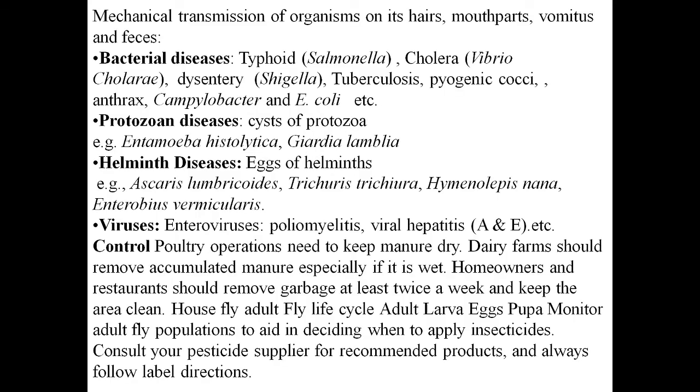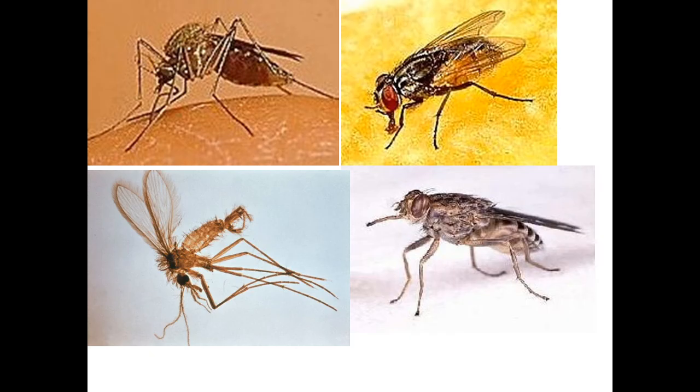So all these are the vectors of the diseases, four vectors. What is this figure? This is a mosquito. Then this is a housefly. This is the sandfly, and this is Glossina palpalis, that is a tsetse fly. All these are the flies and the mosquito that act as vectors of the various pathogens which cause different types of diseases.